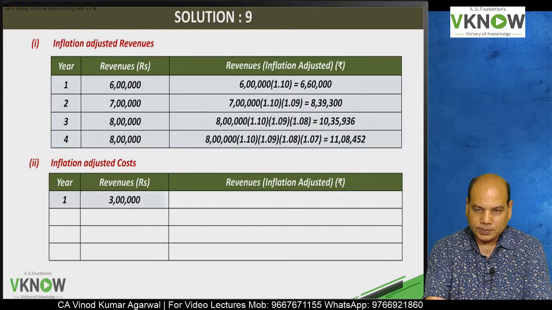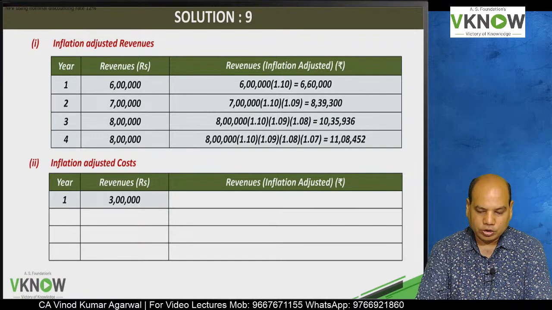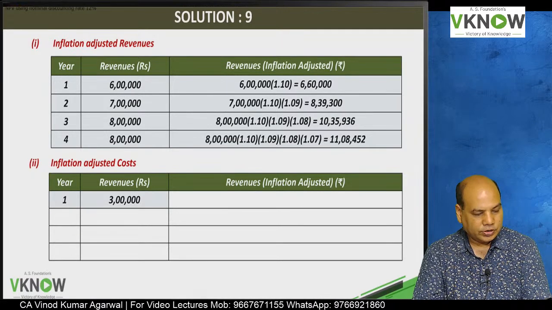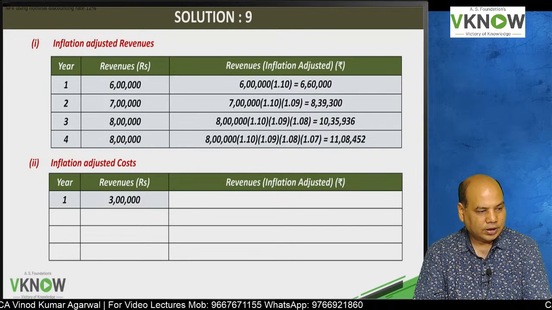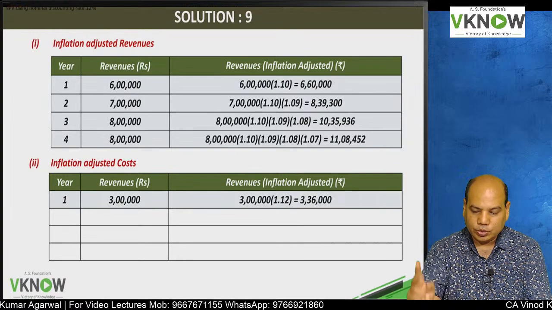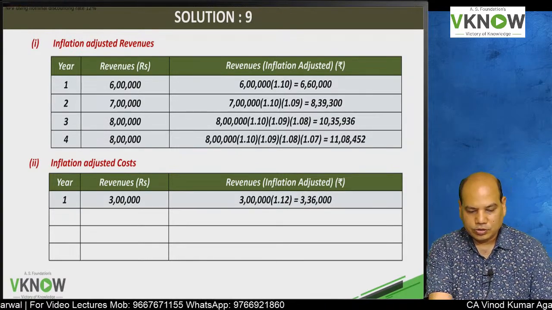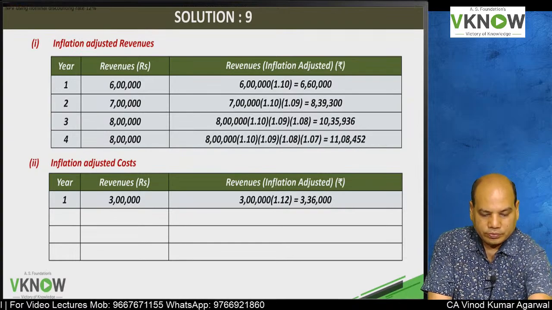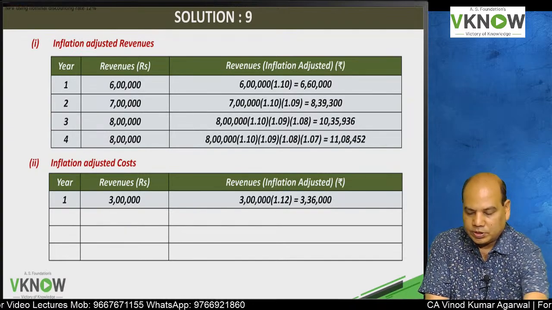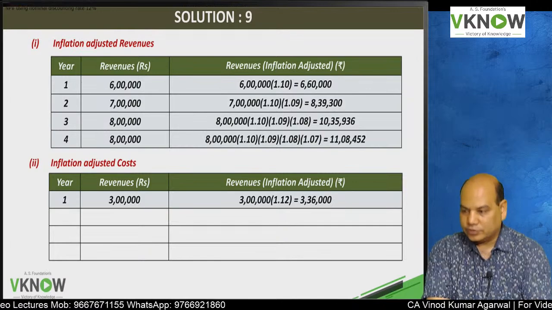In the same way, we'll calculate for cost also. First year cost is 3 lakh in real terms. For cost, the inflation is 12%. So 12% you will add, 3,36,000.